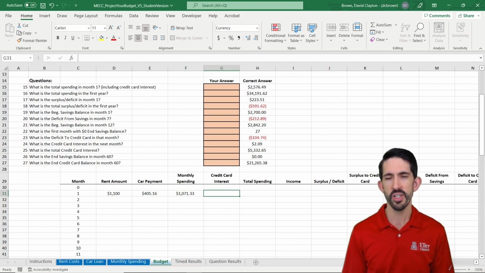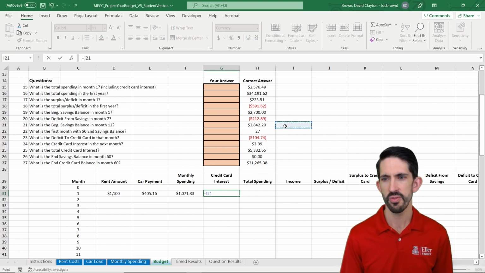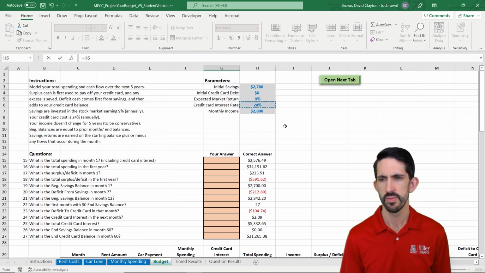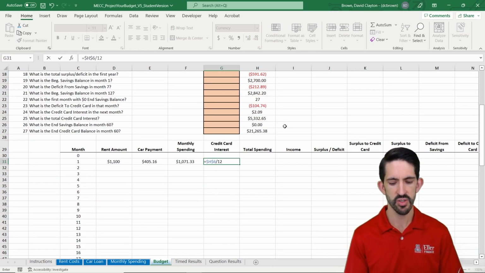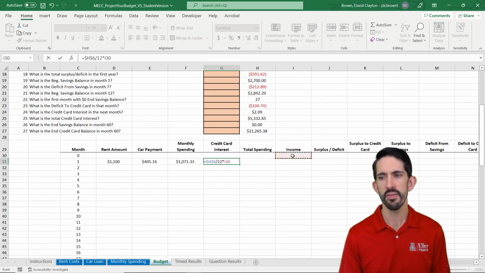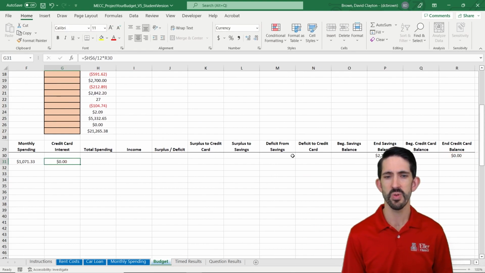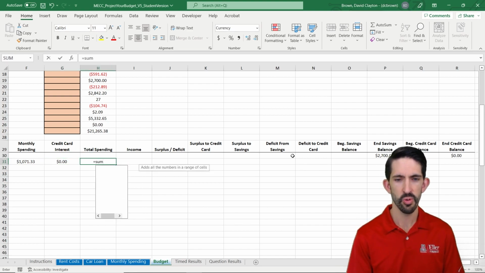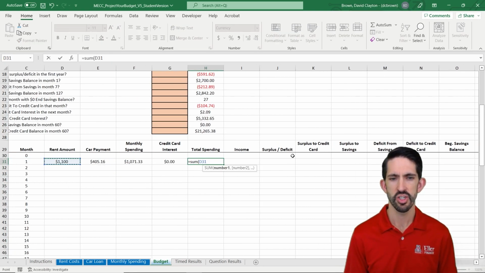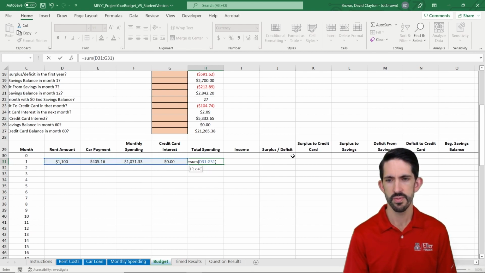Now our credit card interest, this is what I was talking about, that 24%. We're going to take that 24% rate, lock that and divide it by 12, and incur it on whatever our balance was from the end of the prior month. So I'm going to move over, get the end of that. It's 0 to start. It's going to be 0 for the first year. So we're going to make sure that that all looks good. Our total spending then is just our sum across of those categories.